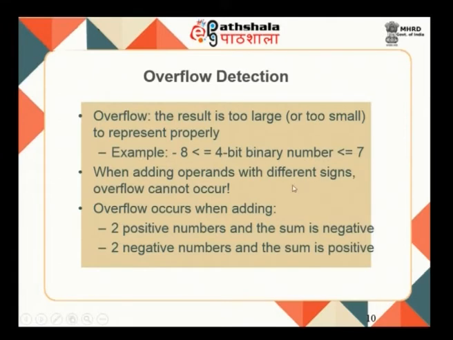Now, when you look at an adder subtractor circuit, when you try to add 2 numbers of the same sign, you will land up with problems. When you try to add numbers with 2 different signs, a positive and a negative number, then obviously overflow is not going to occur. But when you try to add 2 positive numbers or 2 negative numbers, then there is a possibility of overflow. Overflow is said to occur when you add 2 positive numbers and you get a negative result instead of a positive result, or you add 2 negative numbers and you get a positive result instead of a negative result. This is an overflow condition.